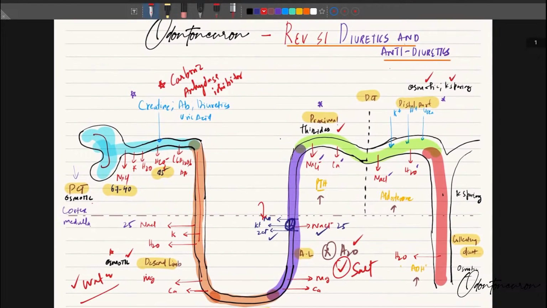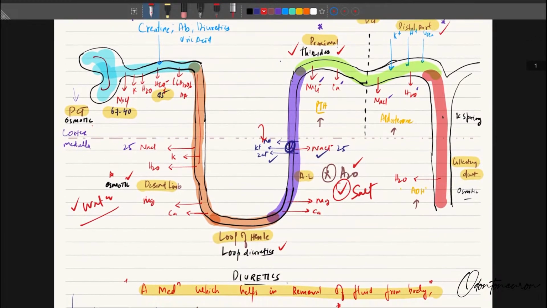It ascends and again gives a bend, then makes the distal convoluted tubule. This convoluted tubule can be divided into two parts, a proximal part and a distal part. The proximal part is mediated by a drug called thiazide, and the distal part is inhibited by potassium sparing diuretics. Then it descends down to the collecting duct, where potassium sparing diuretics also act.